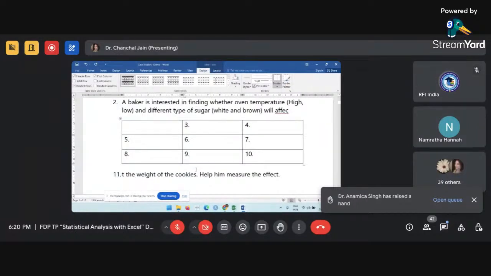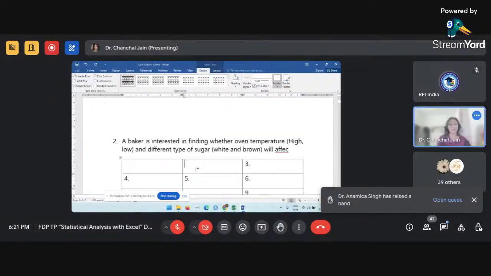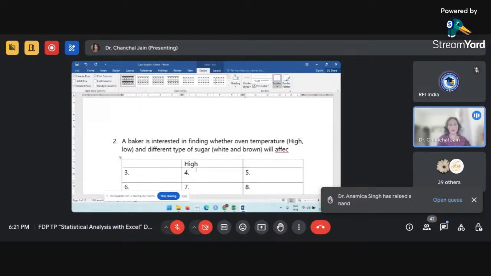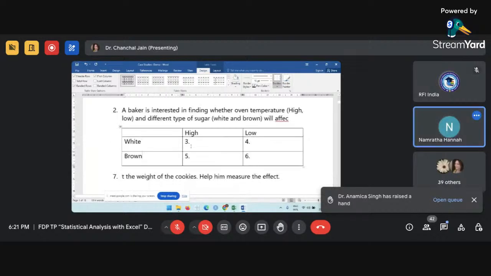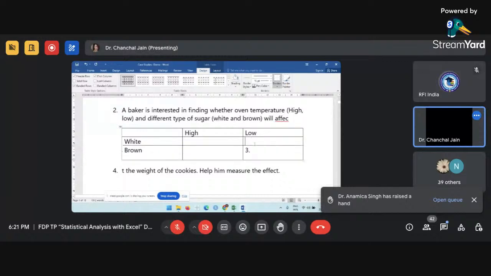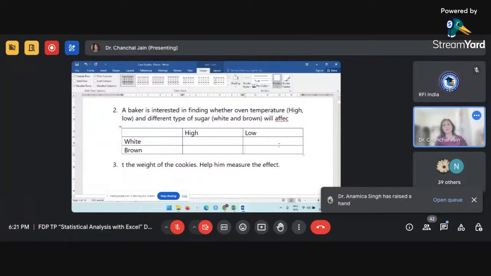So suppose here I am writing temperature, which is high and low. Then coming here, sugar type is white and brown. And then in the combination of these two, we can write the weight. Fine. Is the data type or data arrangement clear to everyone?